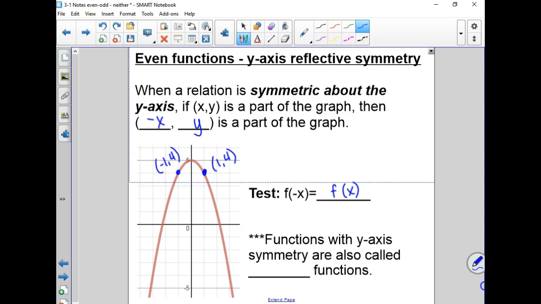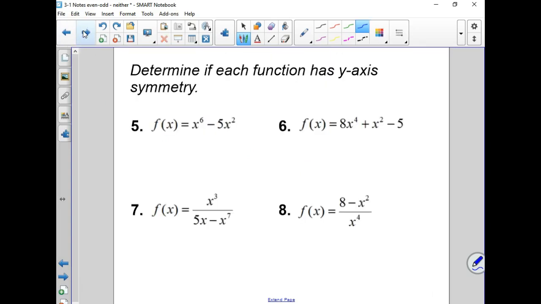Functions with y-axis symmetry, of course, are also called even functions, as you see in the title of this page. So let's try a few of these. The test is the same. We are still plugging in negative x, f of negative x. But our result that we're looking for is different. We want to get f of x here, the same thing that we started with.